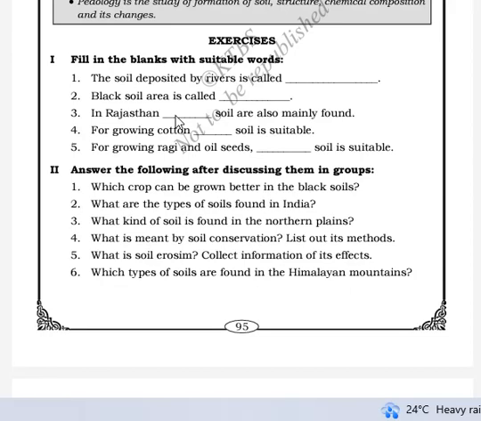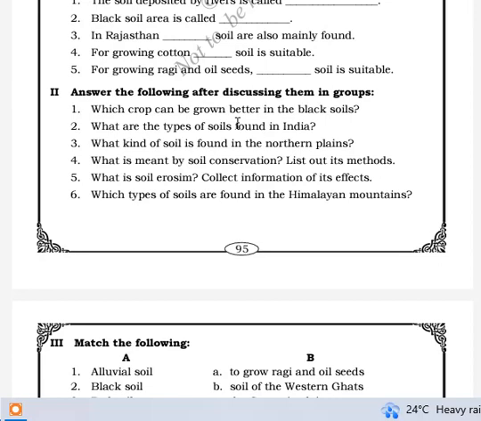Next question. For growing cotton, dash soil is suitable. So I hope you all can give this answer. For growing cotton, which soil do we need? For growing cotton, obviously we need the black soil. The last question, for growing ragi and oilseed, that soil is suitable. For growing ragi and oilseeds, which soil is suitable? For growing ragi and oilseeds, red soil is suitable.